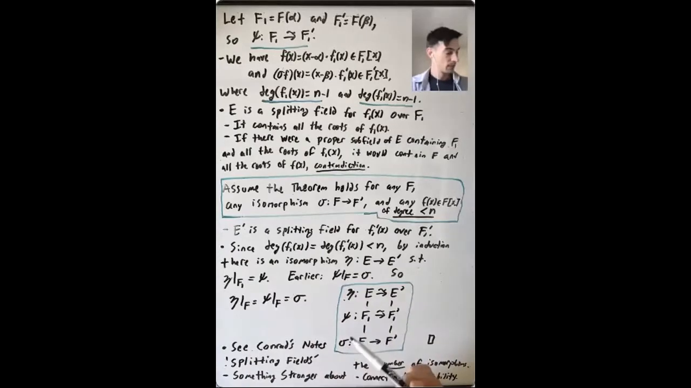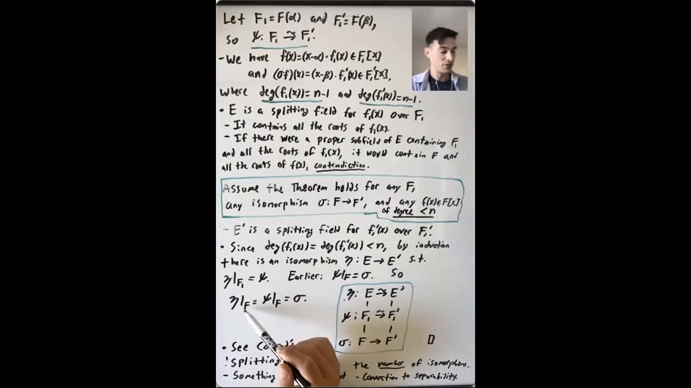So E is an extension of F1, which is an extension of F. So we can restrict to a copy of F inside of E. F is a subfield of E, and see what eta restricted to F is. Well, it's the same as psi restricted to F, and that just is sigma. So this completes the proof of this theorem.